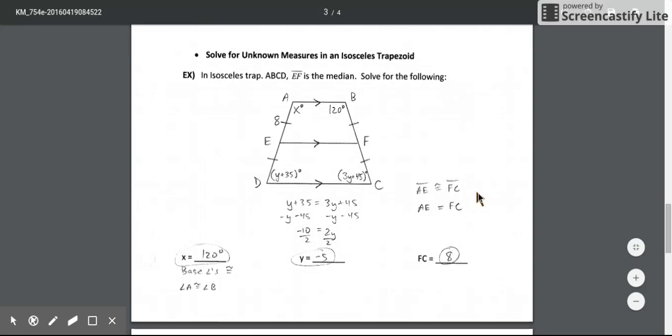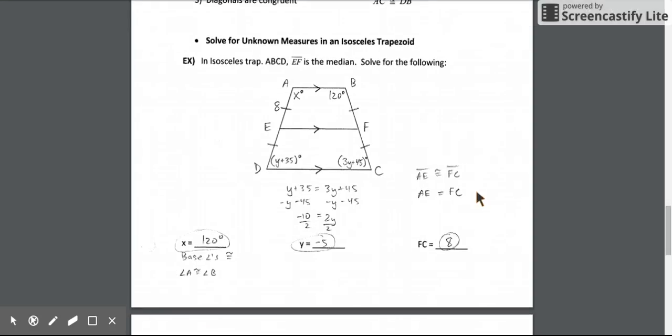Running out of time, so I'm just going to show you these last examples and you can solve them on your own.